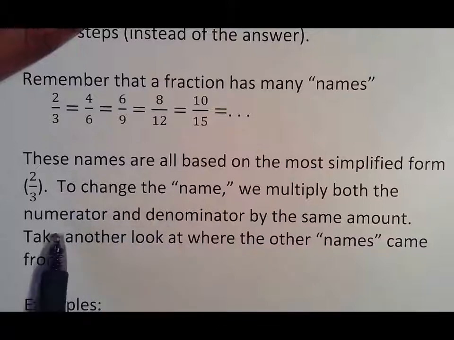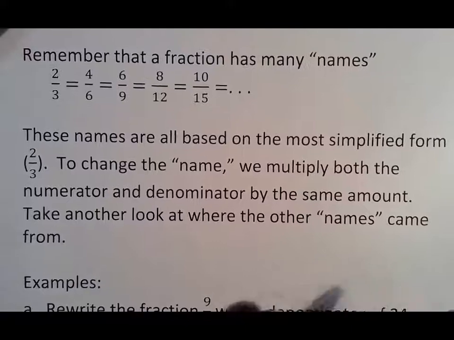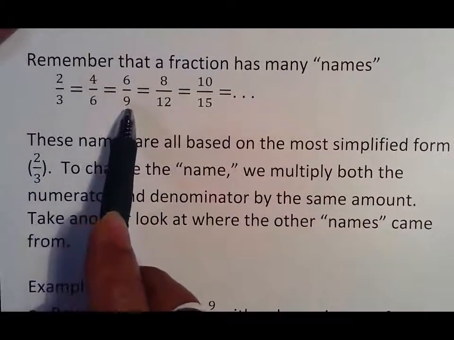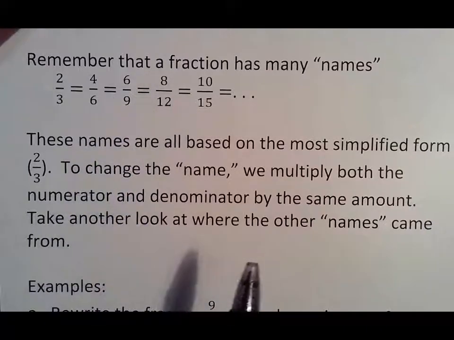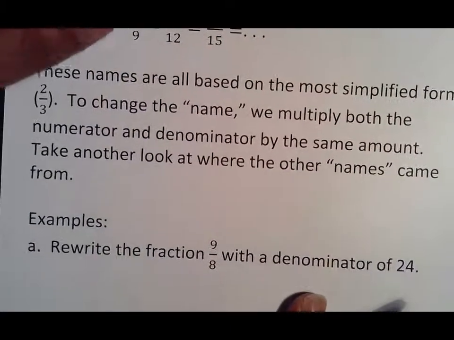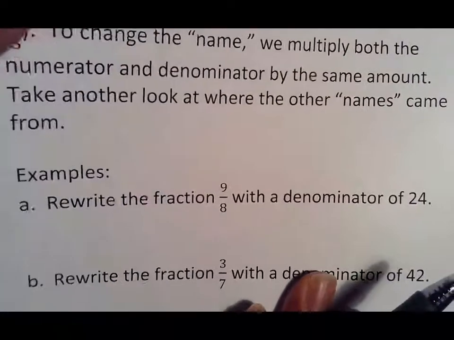To change the name, you simply multiply the numerator and denominator by the same amount. Again, the names came from multiplying. For here you did times 3, so 2 times 3 is 6, 3 times 3 is 9, and that still makes 2/3 no matter what. So quick look at the examples real fast.